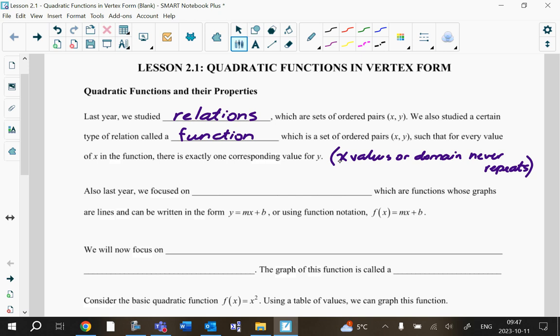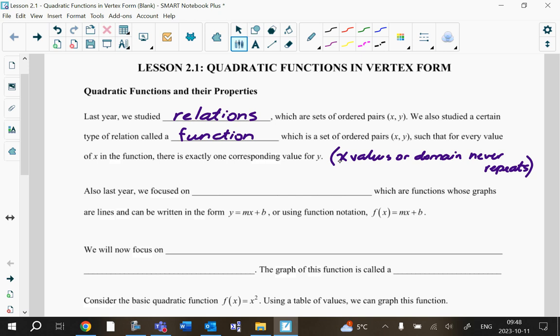Okay? And there were all sorts of ways that we could show relations and functions. We could do a set of ordered pairs. You could have described them in words. If you remember, we did that arrow diagram with the two ovals and the arrows between them. We did graphs. We did equations. Okay? We did tables. All sorts of different ways to describe functions.